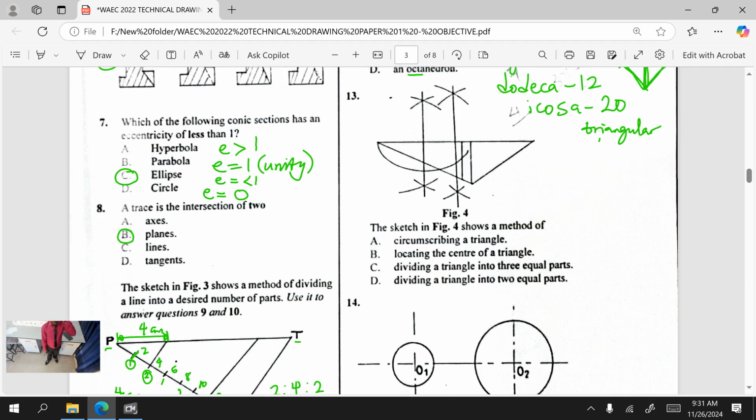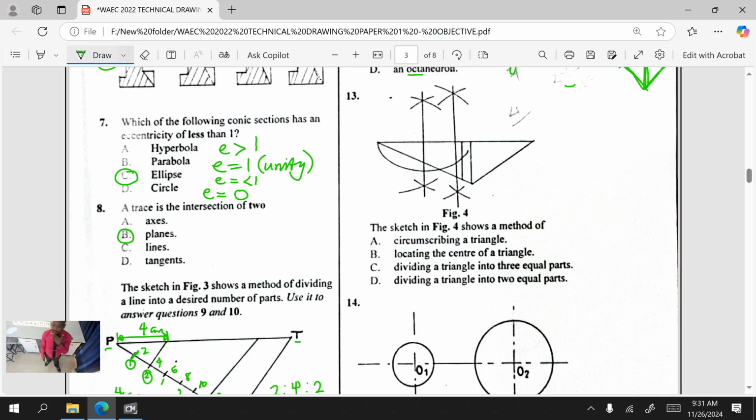The sketch in figure 4 shows a method of dash. Look at the sketch you are given. So we have a triangle there. Let's read through the options. A is circumscribing a triangle. No. When you are circumscribing a triangle, the sides are to be bisected. In this place, they are not bisecting two or three sides. They only bisected one side.